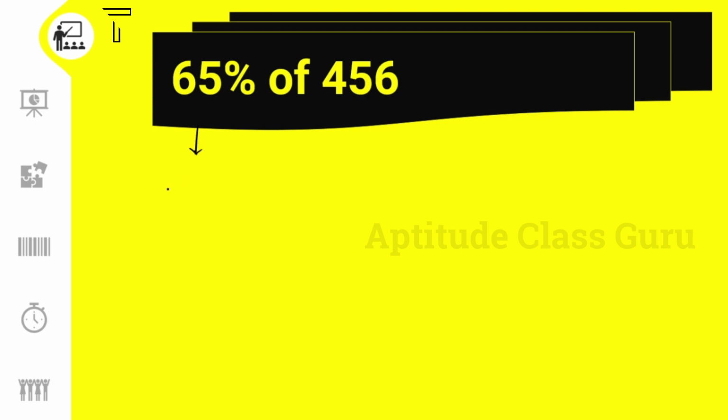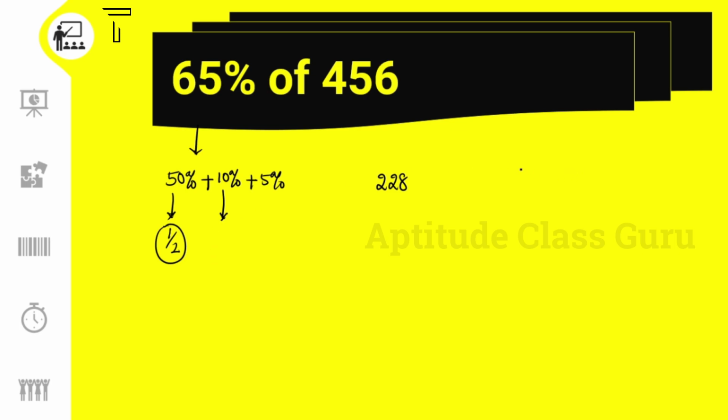65% of 456: don't do it in a bulk way, split and merge again. I can write 65% as 50% plus 10% plus 5%. So what is 50% of 456? We know that 50% is half of the number. So what is half of 456? It is 228. Then what is 10% of the number?